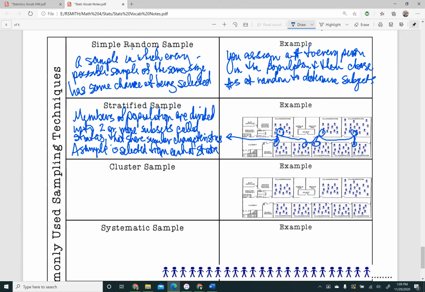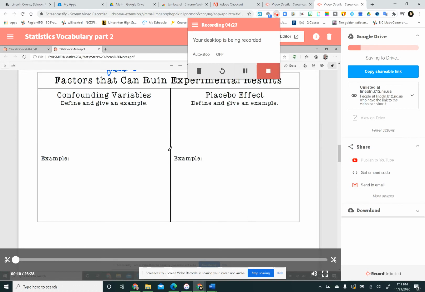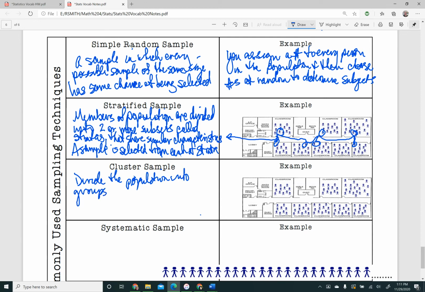A cluster sample, where you divide the population into groups called clusters, and select all the members in one or more clusters.